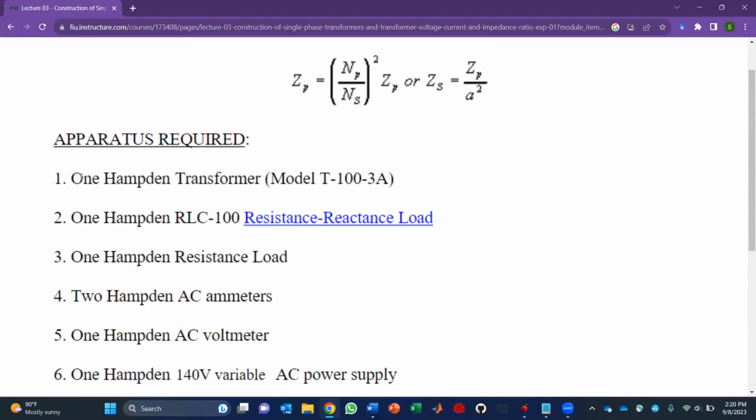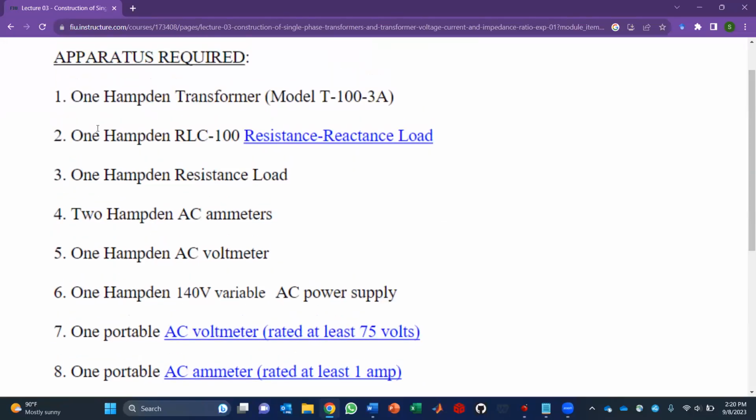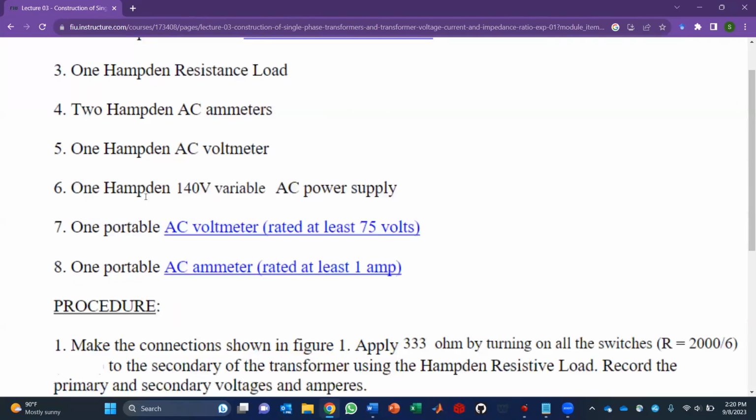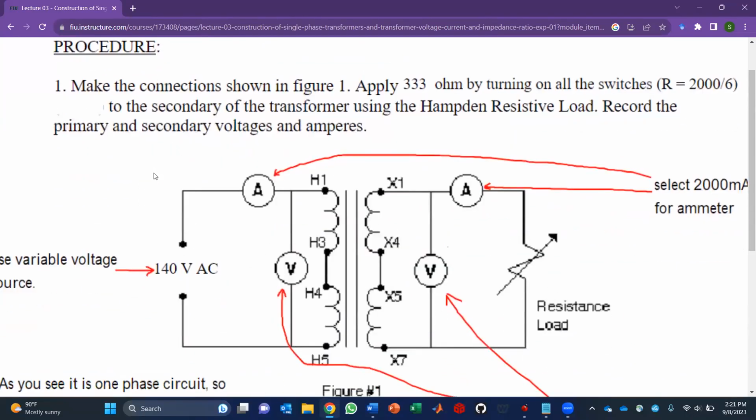So we will be using these equipments in this experiment, although we are not going to use ammeters and voltmeters, rather we'll use a power analyzer. So we'll use 2 power analyzers. And the procedure is very simple.